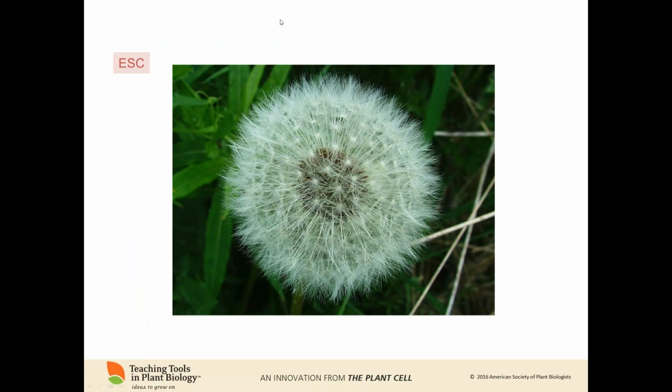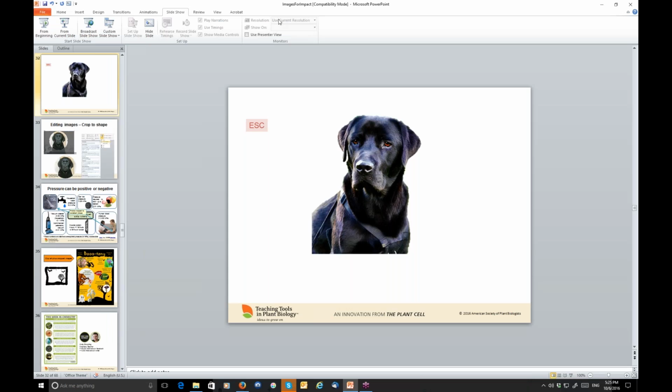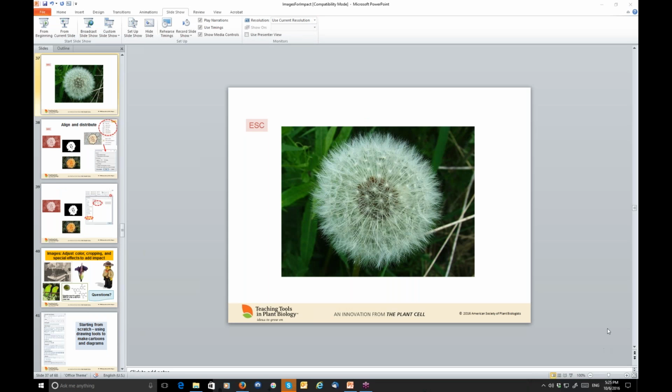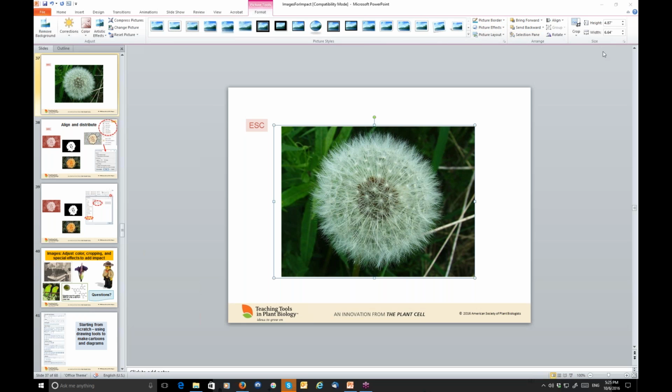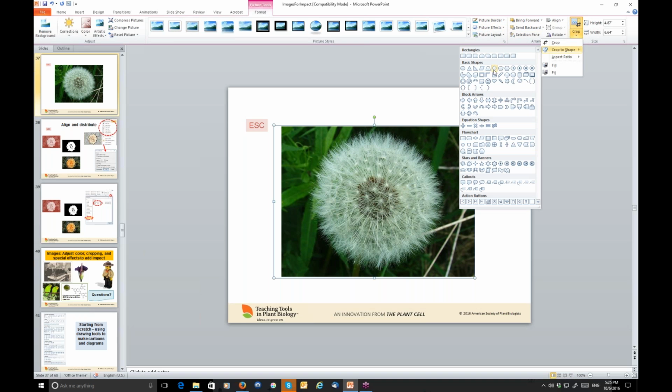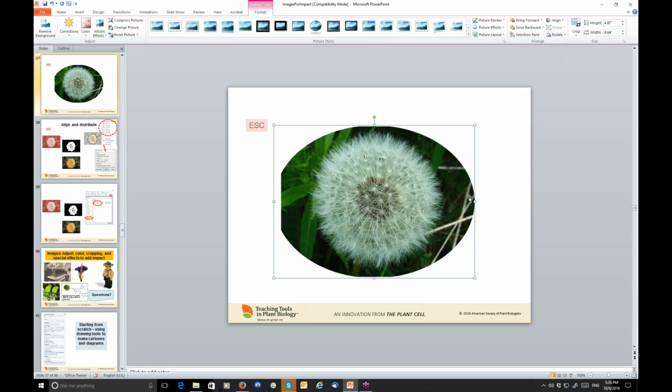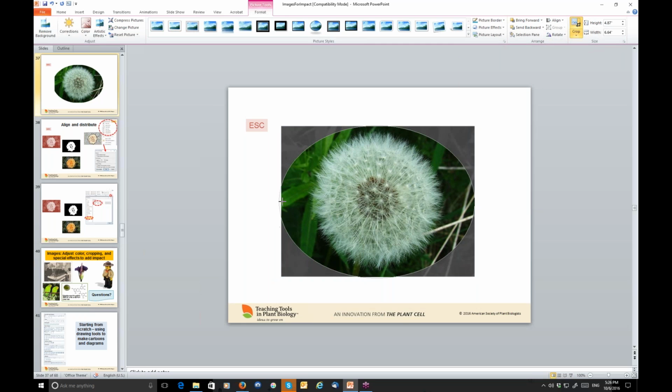I'll just briefly show you how we can crop this to a shape, and I'm going to use this dandelion. So I'll zoom it in. Okay, so we go to crop, and then crop to shape and circle. Notice that the rectangular picture has cropped into an oval, and I actually want to crop it into a circle. So I can move these in to make it rounder.